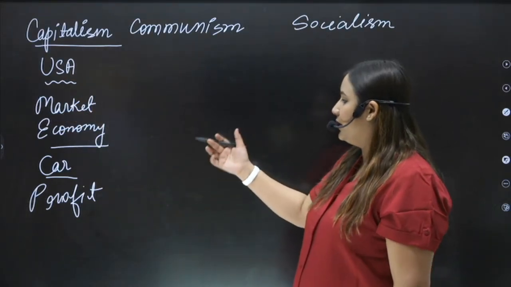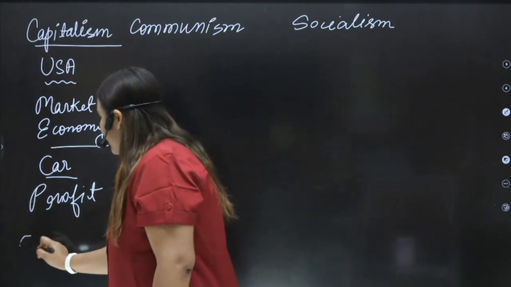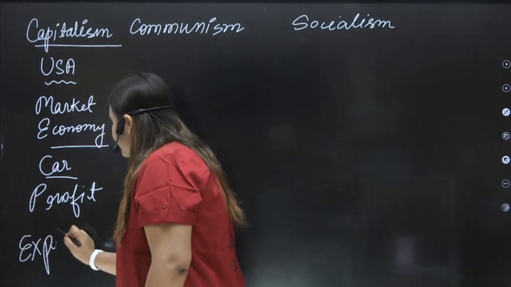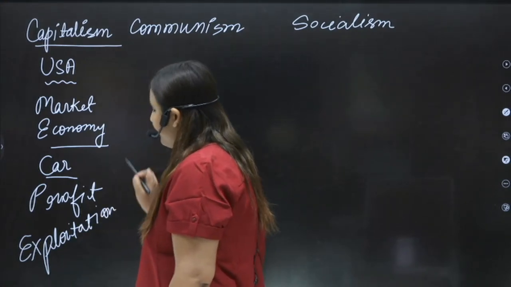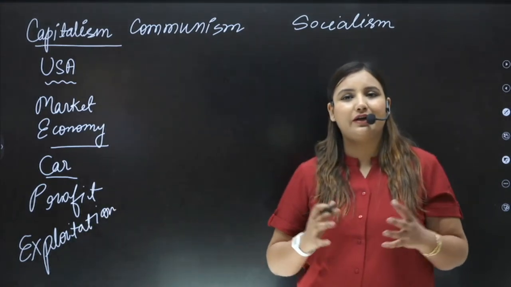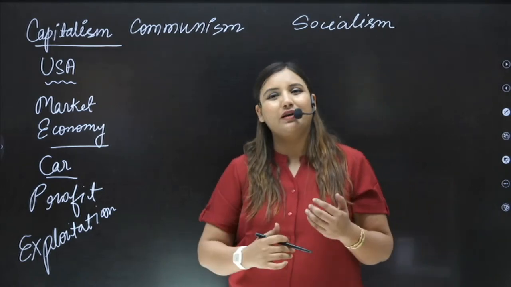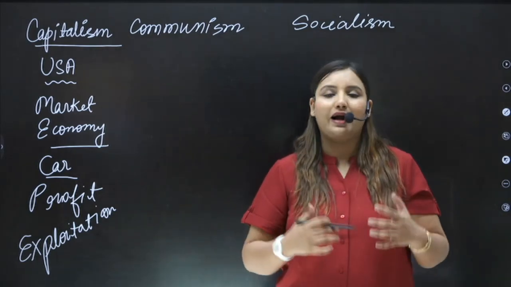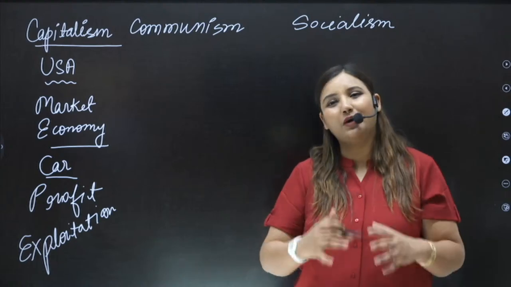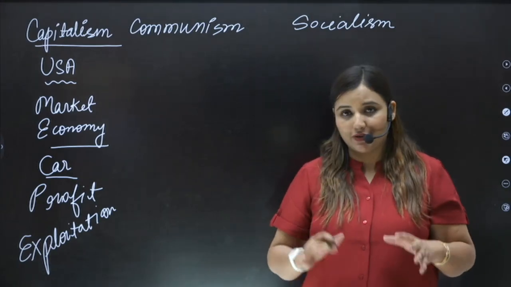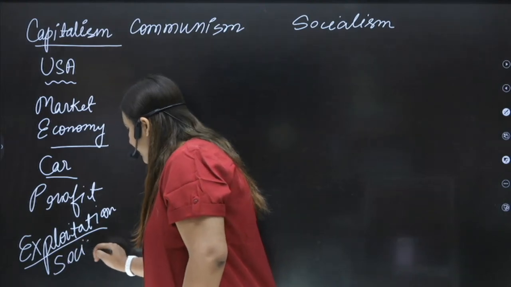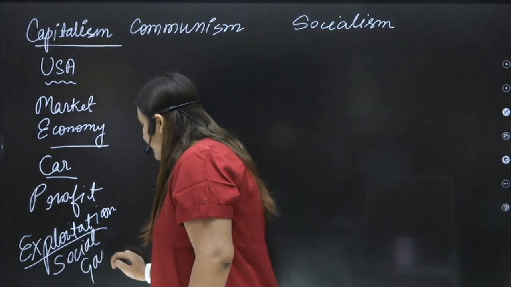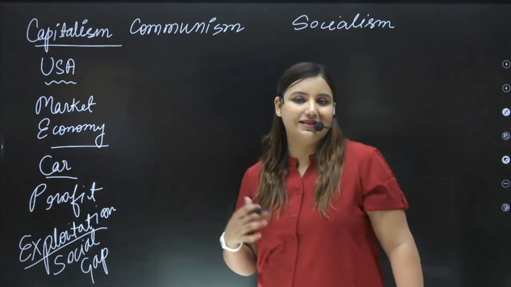Fine. But the problem is that they do a lot of exploitation. And there is always a problem of a gap between rich and poor. Because rich people invest more and then they become richer. But poor people would always be poor. So there would be a gap. A social gap is always there in a capitalist country, in a capitalist economy.